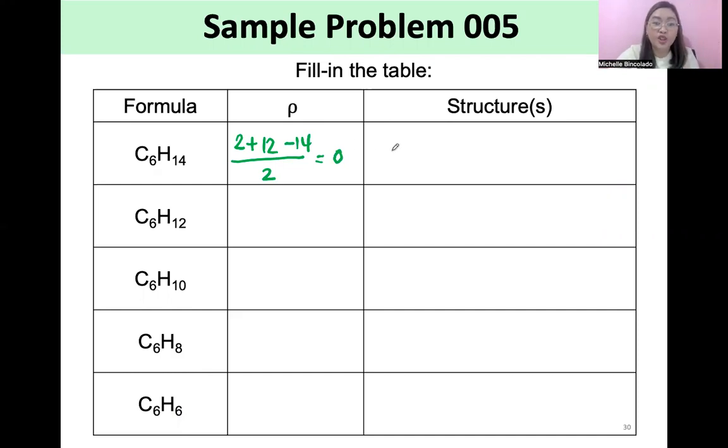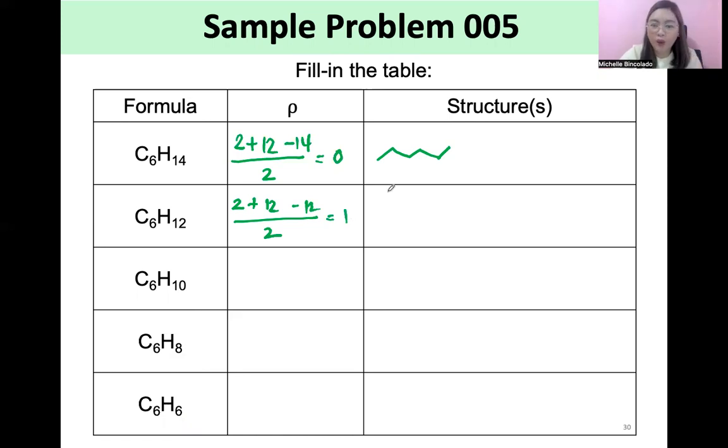In fact, the applicable structure for C6H14 is the structure of n-hexane: 1, 2, 3, 4, 5, 6. So this compound has the formula C6H14. Next, C6H12. So the rho is 2 plus 12 minus 12 all over 2. So the rho of this is 2 over 2, equal to 1.